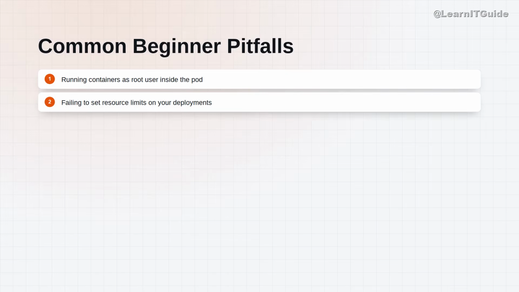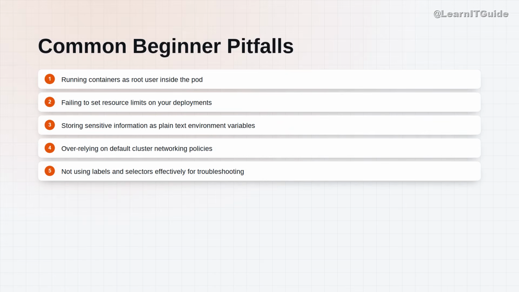What are the most common mistakes? First, never run containers as the root user. Second, you must set resource limits or one runaway pod will crash your entire node. Third, never put passwords in environment variables. Use Kubernetes secrets instead. Fourth, do not ignore network policies. And fifth, labels are your best friend during an incident. If you do not use them, you will never find the faulty pod in time.